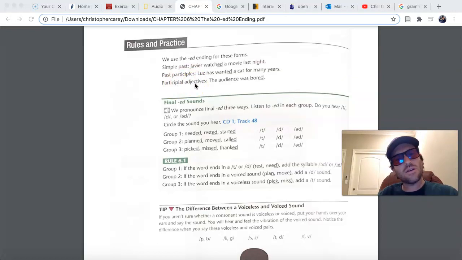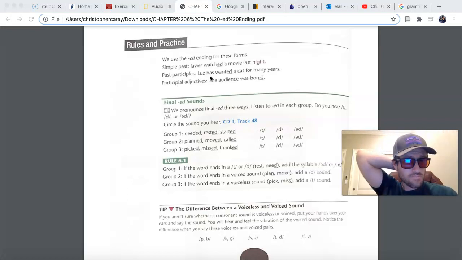Participle adjectives: exhausted, bored, tired are all examples of participle adjectives. The other one, remember there are 3 grammatical forms that we're going to talk about. We talked about simple past, we've just talked about participle adjectives. Past participles, remember, is a part of speech that's used with a helping verb, usually the verb to have, more often than not. Luz has wanted a cat for many years.